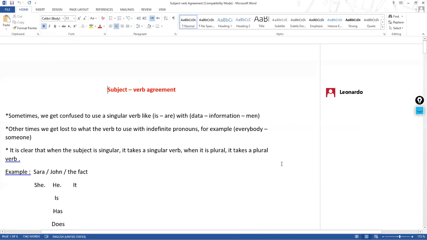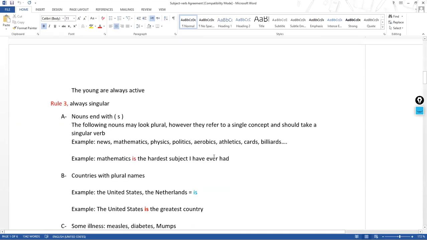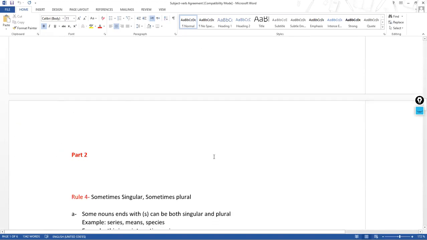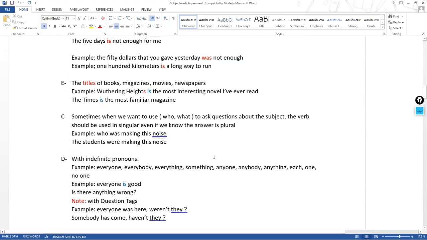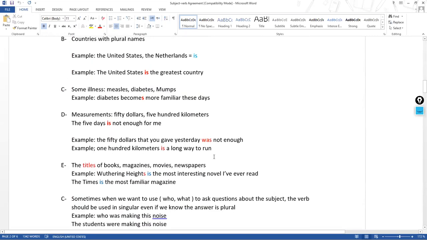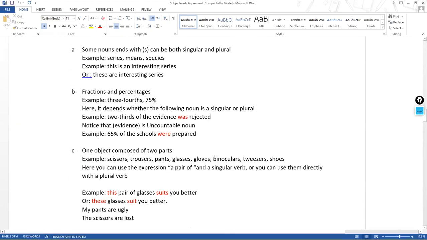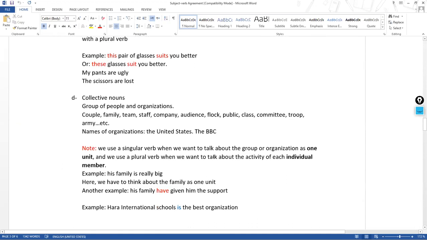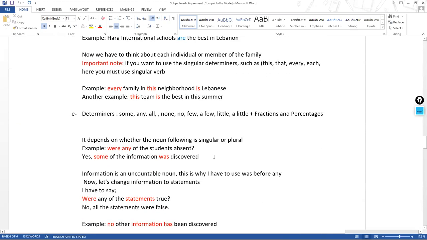Let me zoom out. Yeah, we have to complete. Not part two, we haven't reached part two yet. Oh, we did. Yeah, I think we did exactly. We have reached the rule of determiners. Where is it? This is it. Now we have this rule, Suna, which is rule E.